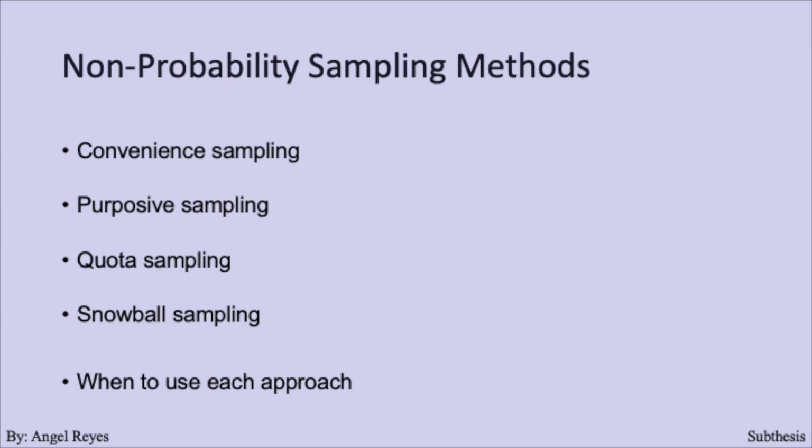Quota sampling establishes categories and minimum numbers for each category, but uses non-random selection within categories. Snowball sampling relies on participant referrals to access hard-to-reach populations, particularly valuable for studying sensitive health issues.